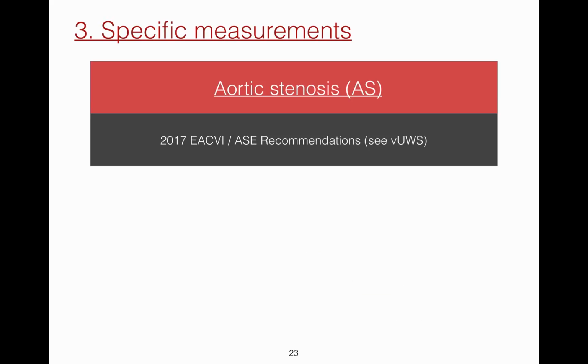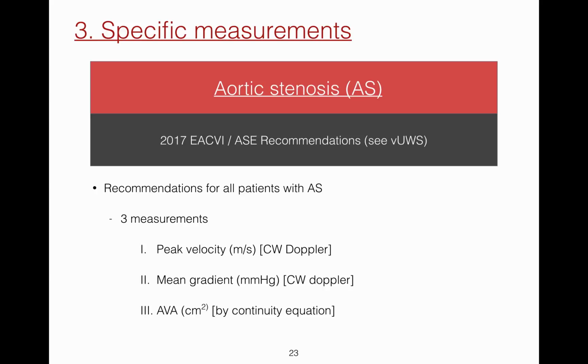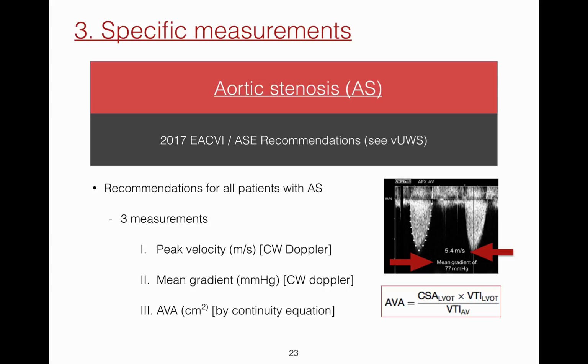Three measurements should be used for all patients with aortic valve stenosis. The measurements are, firstly, the peak aortic velocity in meters per second with CW Doppler. Secondly, the mean valve gradient in millimeters of mercury with CW Doppler. And thirdly, an aortic valve area in centimeters squared using the continuity equation with the necessary 2D, PW and continuous wave Doppler measurements.